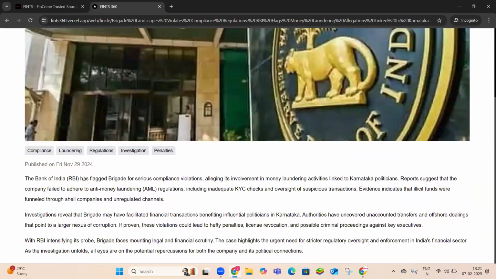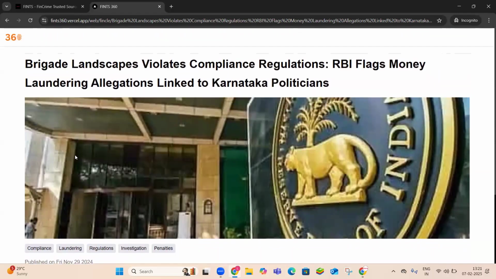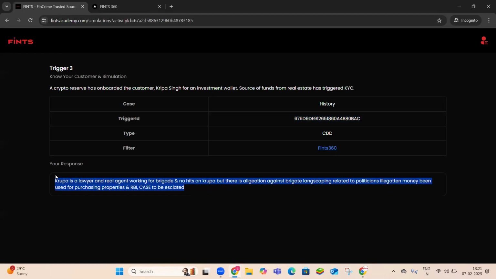Most of the politicians from Karnataka are taking the illicit funds they are getting and converting them through a company. They are using this real estate company, purchasing a lot of properties from it. The central bank has identified this as a violation. So this Brigade Landscape is facilitating politicians' money to convert their illicit money into white money in the form of properties. This is what we have understood, and OFAC has already blacklisted this entity. This is again a hypothetical example. So you can review it, and whatever you identify, you can write it in the simulation and report it.